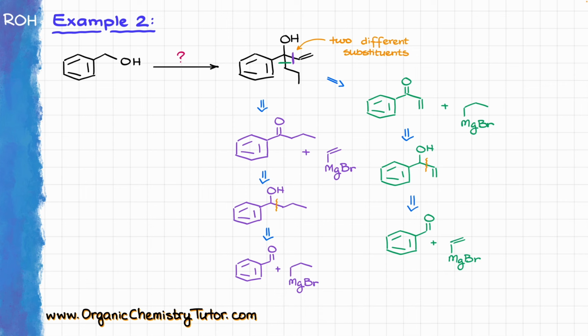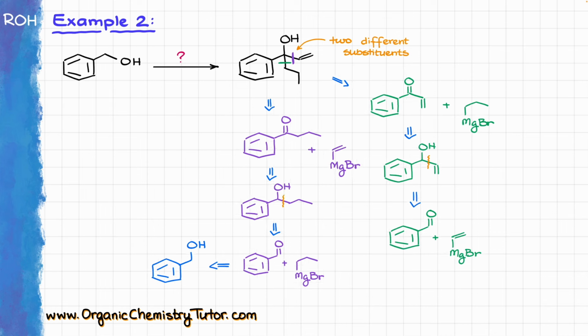And as you can see in this case, I did end up with the same aldehyde in both cases. I have benzaldehyde in my purple scheme, and I have benzaldehyde in my green scheme, both of which would be coming from our starting material, benzyl alcohol, via the oxidation reaction.